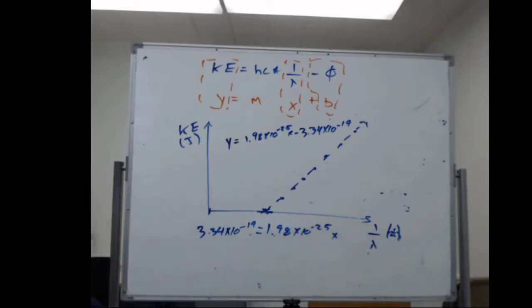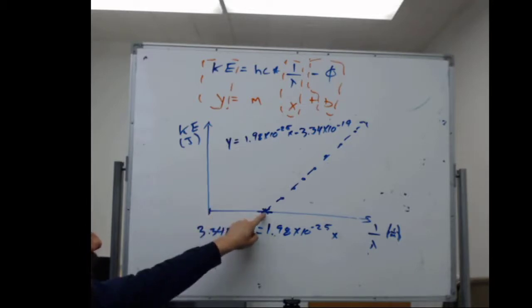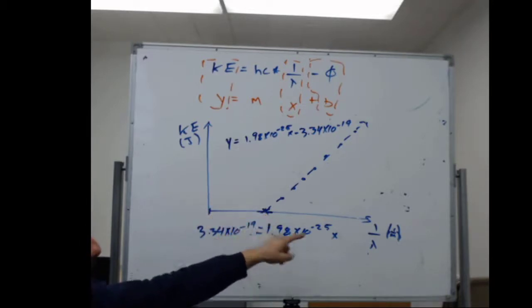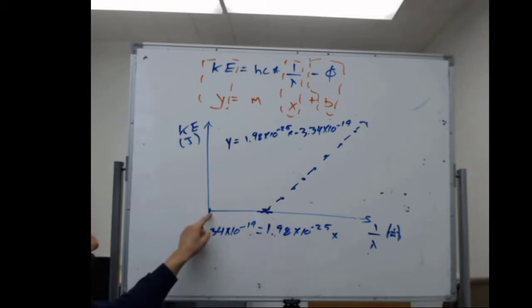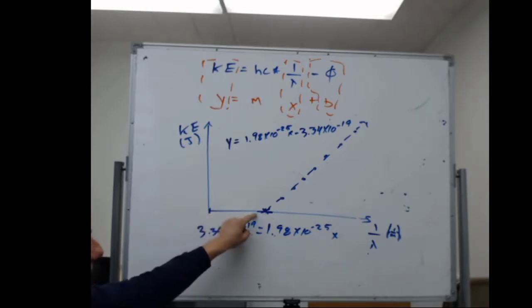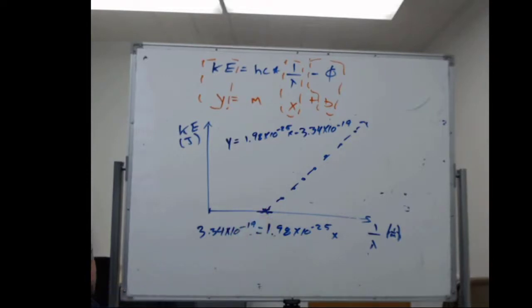For me, it's a little bit easier to think about it in terms of energy rather than wavelength. This would be photon energy. Photon energy gets bigger as inverse wavelength gets bigger. So that would be bigger photon energy. Bigger wavelengths are smaller energy.